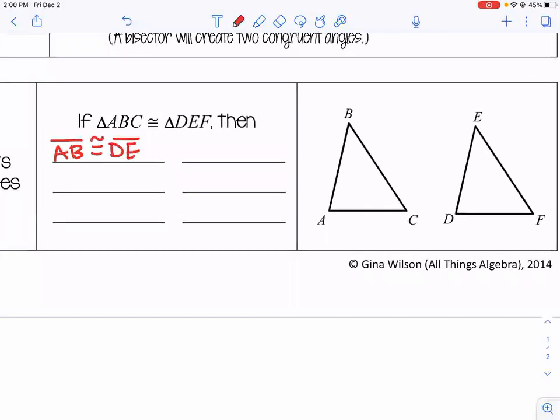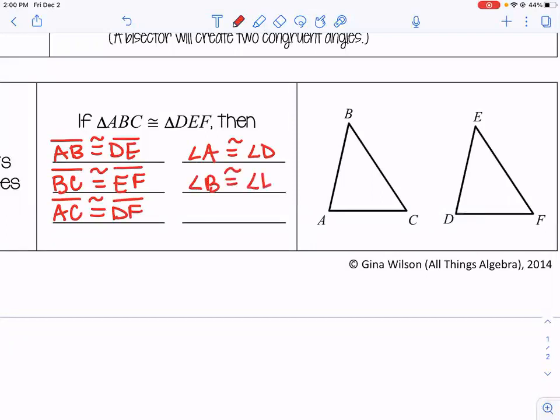Okay. What do I know, Jonah, about side BC? And Bryce, what do I know about segment AC? It's congruent to DF. Cool. And if I have triangles that are congruent, then I know our corresponding angles are congruent. Am I blowing your mind, or is this pretty much what we knew? Pretty much we knew this.